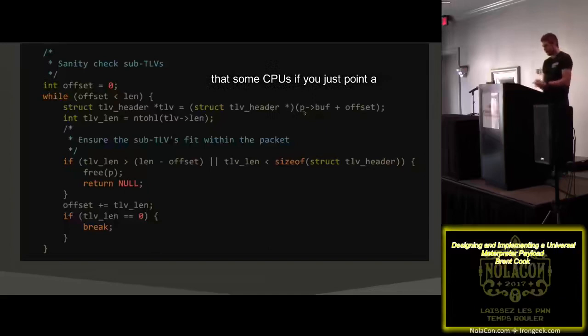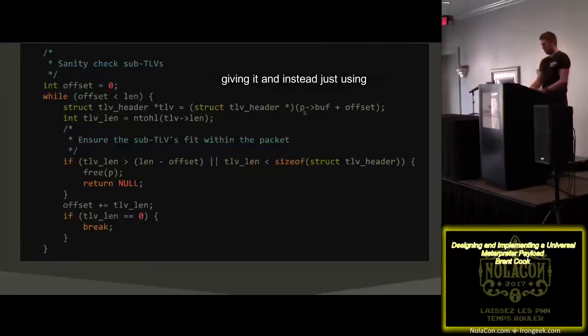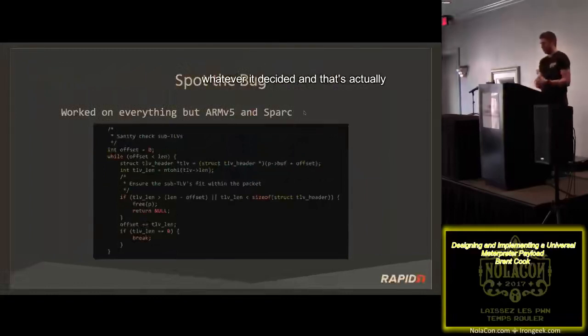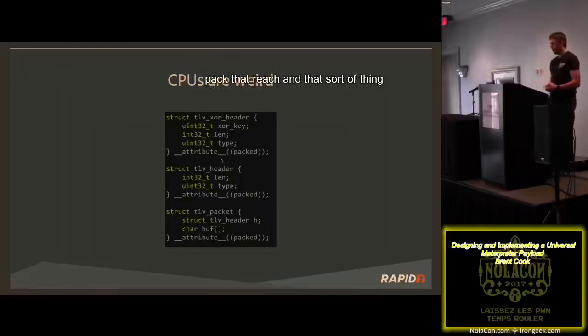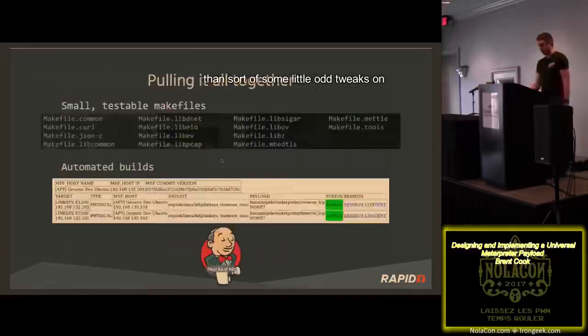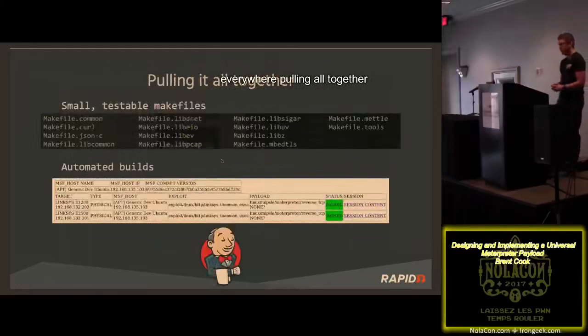So it turns out that with some CPUs, if you just point a structure to an arbitrary memory offset, it ignores that address and just chooses 4-byte alignment instead. So effectively, it was ignoring the pointers that we were giving it and instead just using whatever it decided. That's actually a pretty common problem when you develop for older CPUs that don't support byte alignment. So of course, you have to do things like adding packed attributes, but all in all, there's not really a whole lot that we've had to do other than some little odd tweaks on the side that make this work pretty much everywhere.